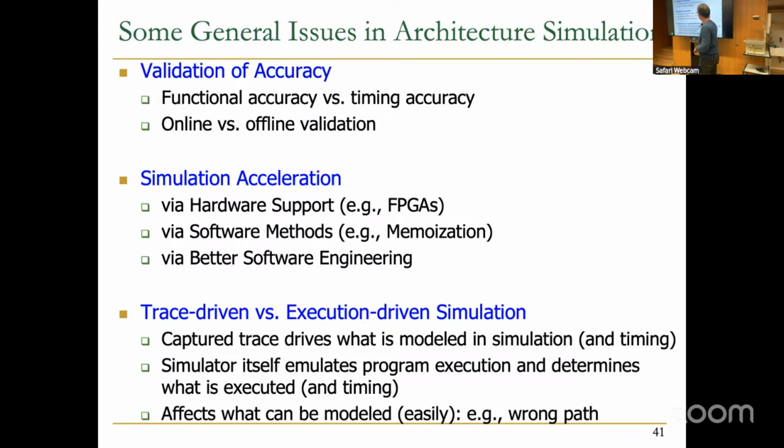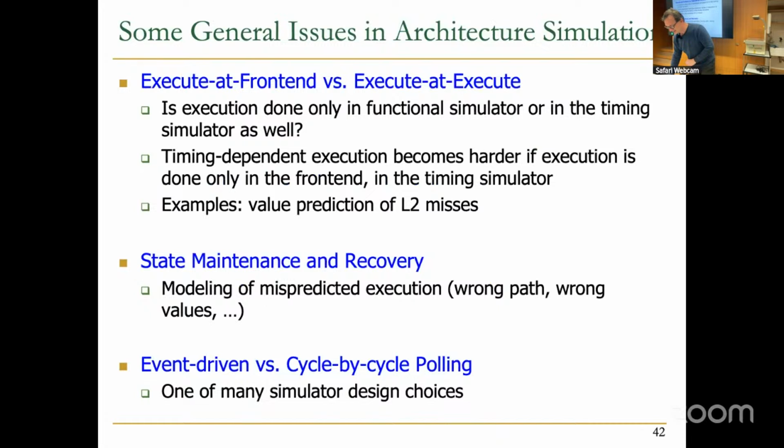But if you don't execute the program, if all you have is a dynamic trace that you captured after the execution of a program on a real system, you don't know what to execute on the wrong path, right? Because the system didn't go to the wrong path, you cannot capture it unless you capture a wrong path trace, which on many systems you cannot capture. Okay, there are other details, but I will skip this one also.